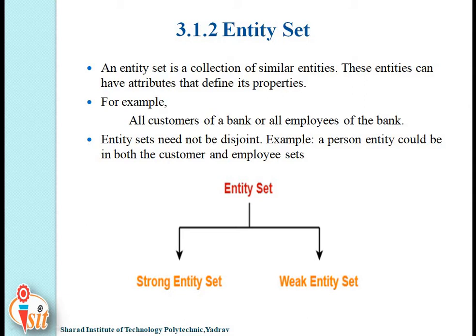There are two types of entity set. First one, strong entity set, and second one, weak entity set. Here, examples of entity sets are all customers of a bank or all employees of the bank. A set of all persons, a set of companies, a set of trees, a set of holidays are nothing but examples of entity sets. Now we will see in detail what is a strong entity set and what is a weak entity set.